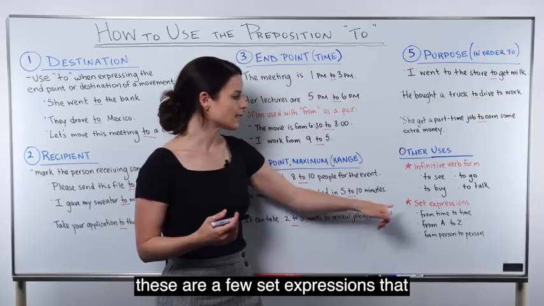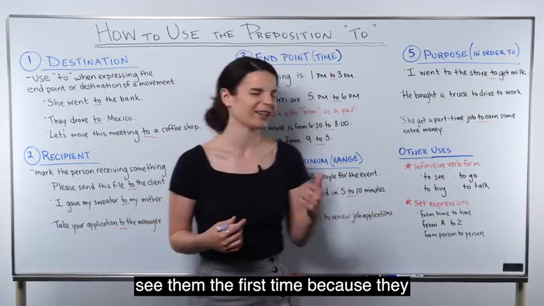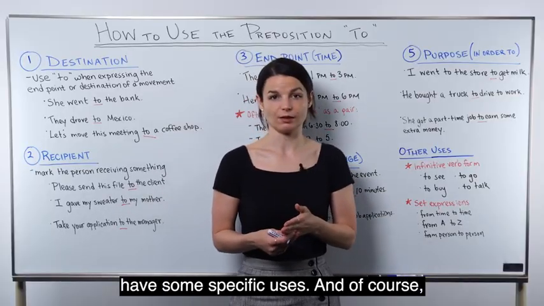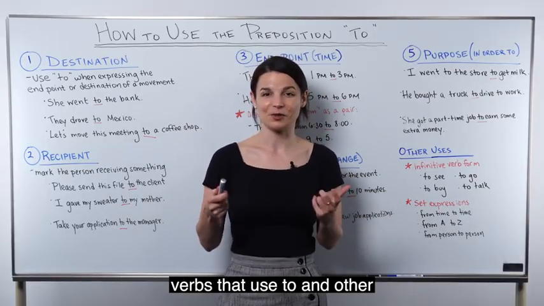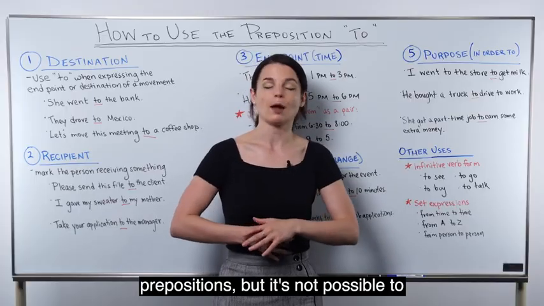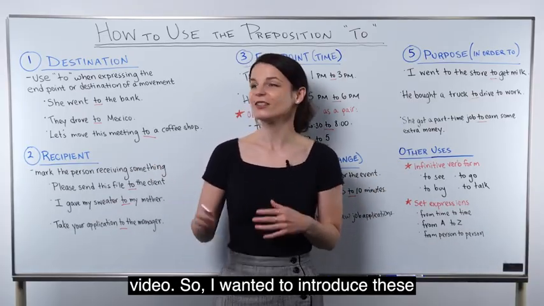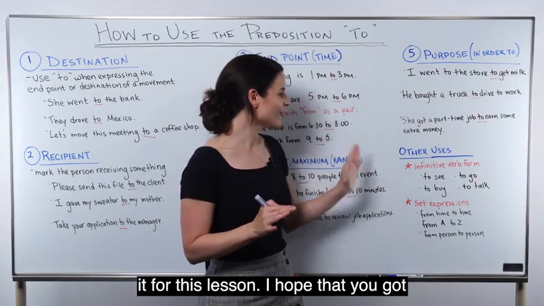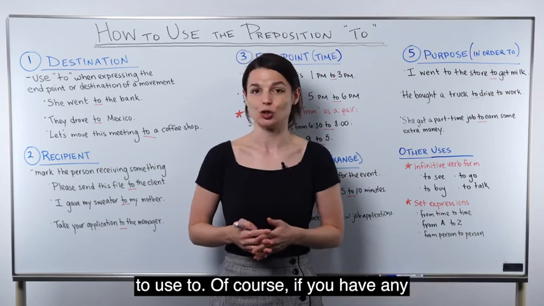So these are a few set expressions that might be a little bit confusing when you see them the first time because they seem to follow this pattern, but they do have some specific uses. And of course, as I said, there are many, many phrasal verbs that use to and other prepositions, but it's not possible to cover all the phrasal verbs in one video. So I wanted to introduce these uses of to in this lesson. So that is it for this lesson. I hope that you got some good information about how and when to use to.